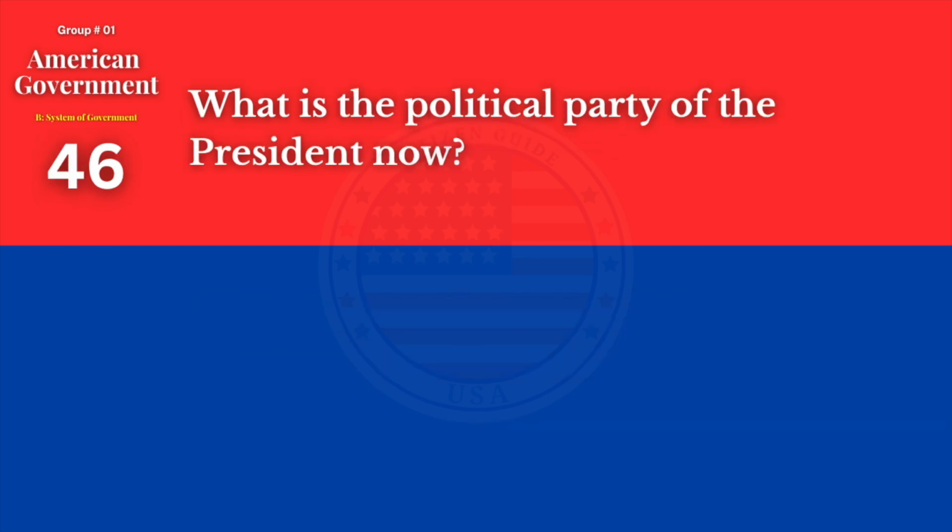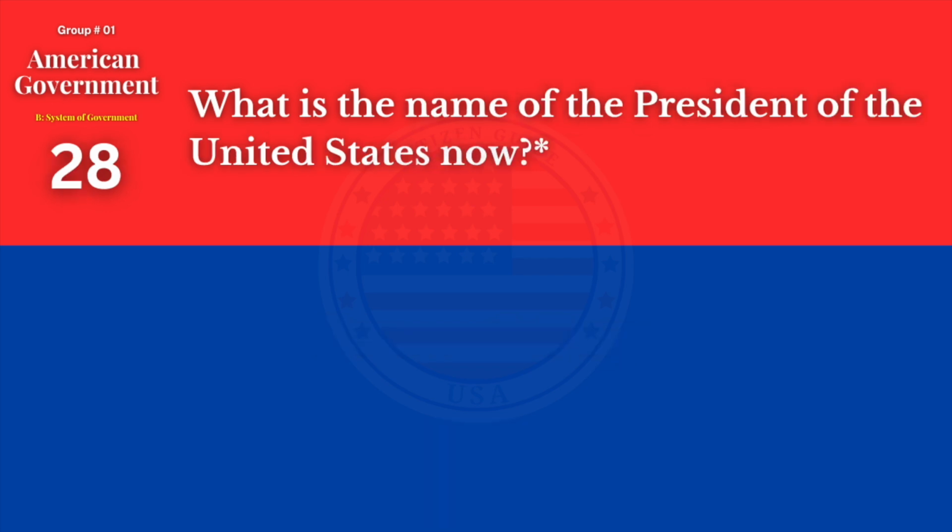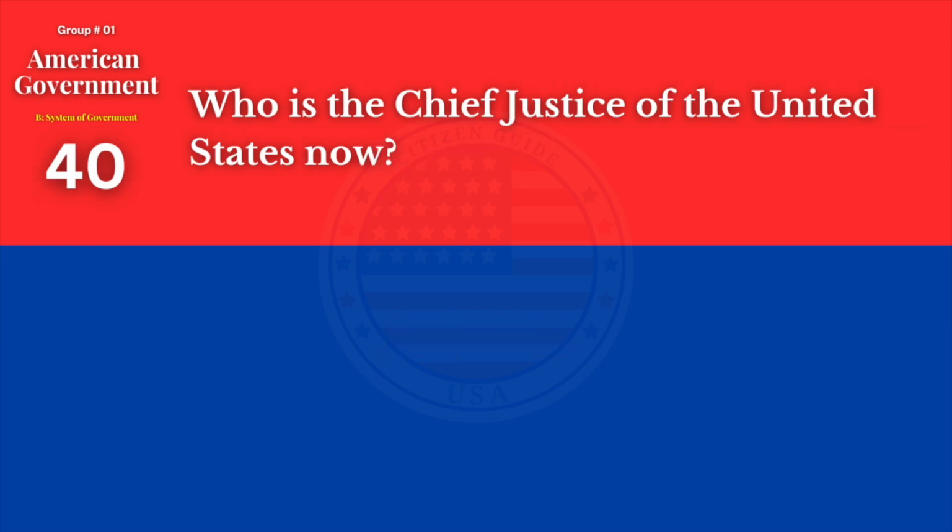What is the political party of the president now? Democratic Party. What is the name of the President of the United States now? Joe Biden. Who is the Chief Justice of the United States now? John Roberts.